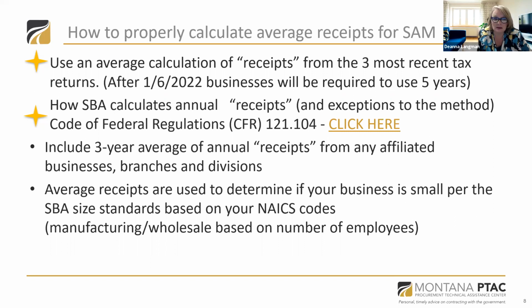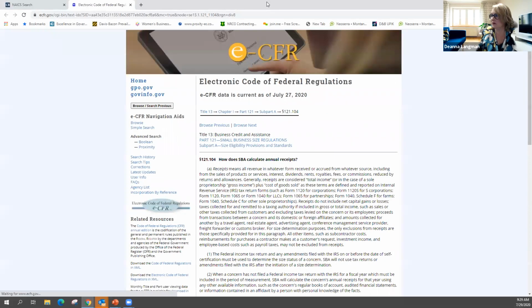We'll look at a little example, but basically it's not an average of your top line gross sales or your top line revenue. It's an average of total income, which is after cost of goods. So it's total income plus cost of goods. The important thing is that there are exceptions to how you calculate receipts, so it's very important to understand those exceptions. I will click in here and show you what the exceptions are.